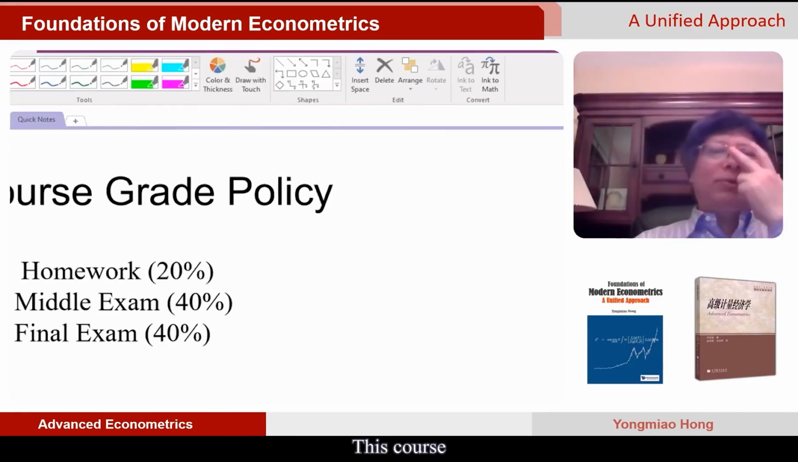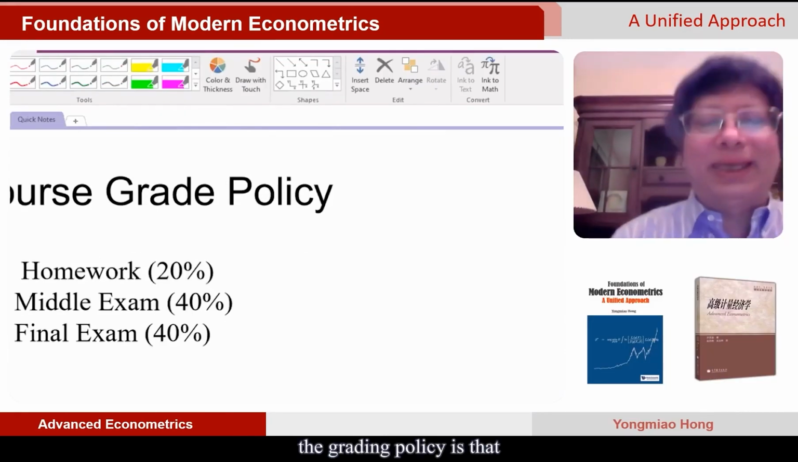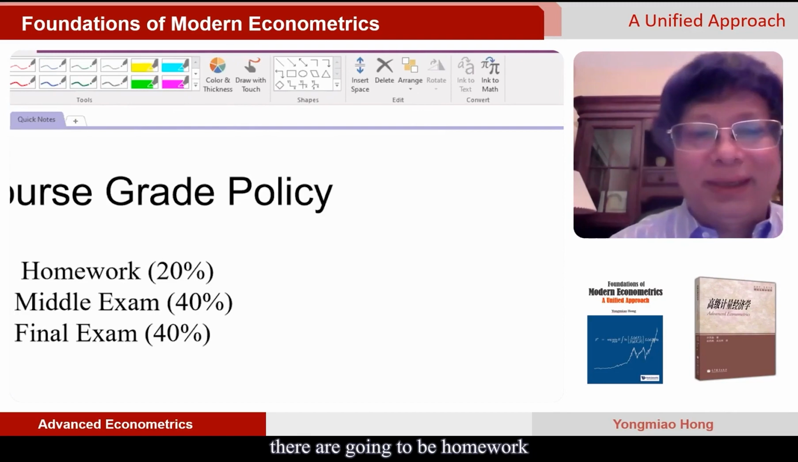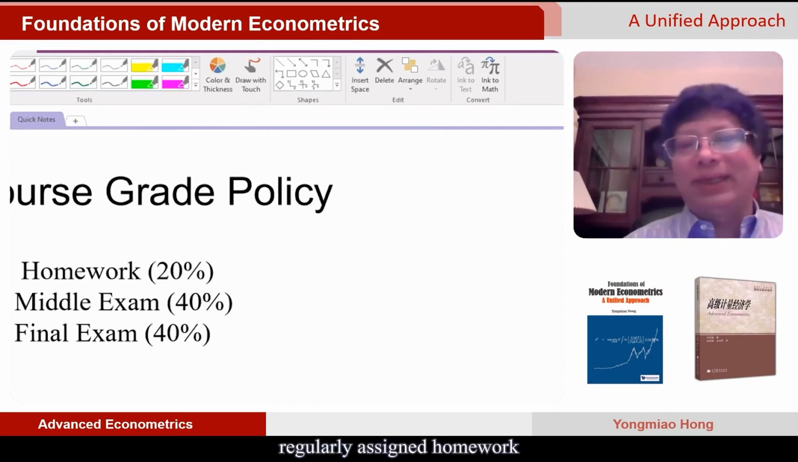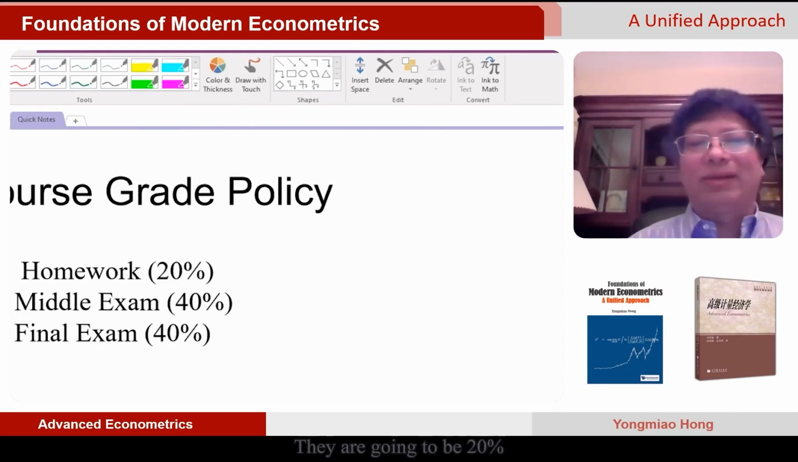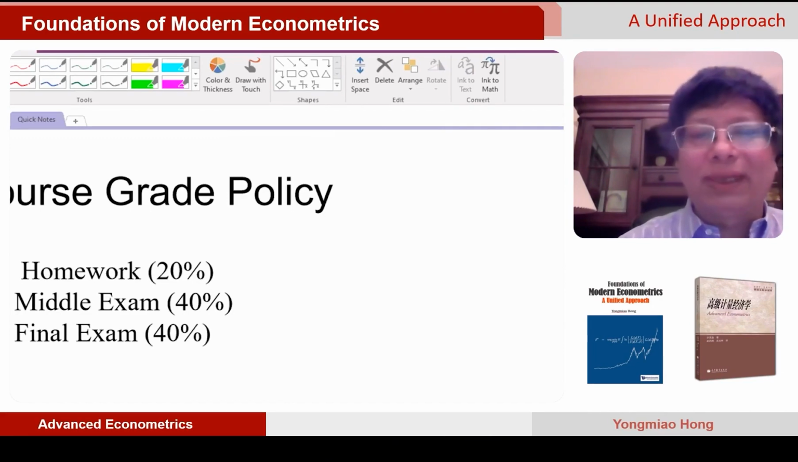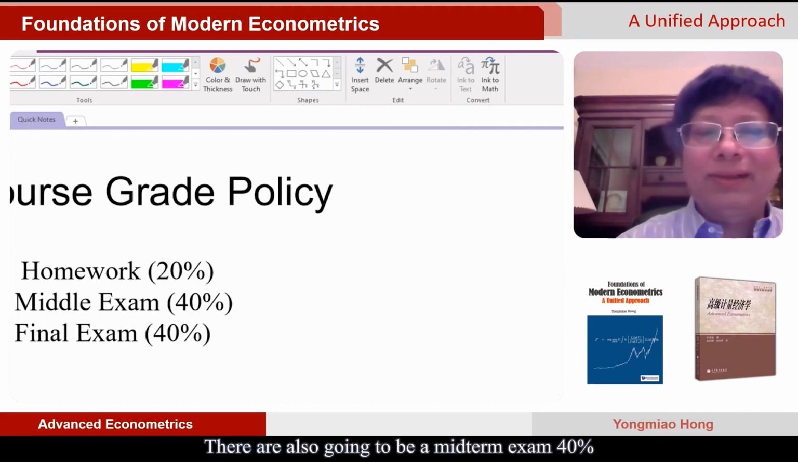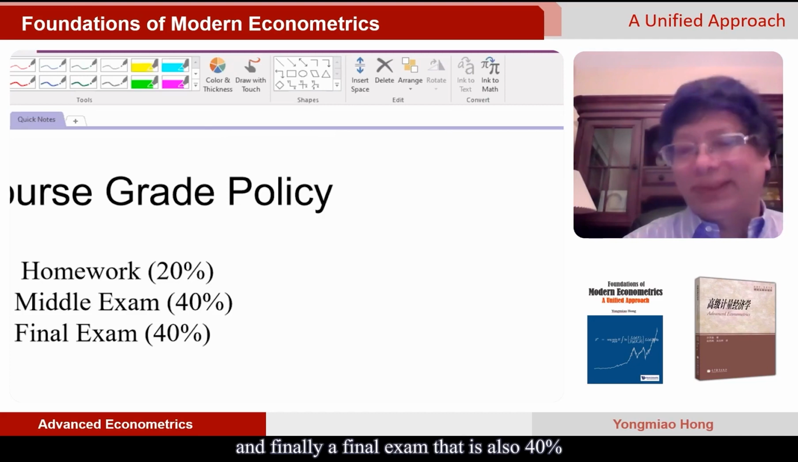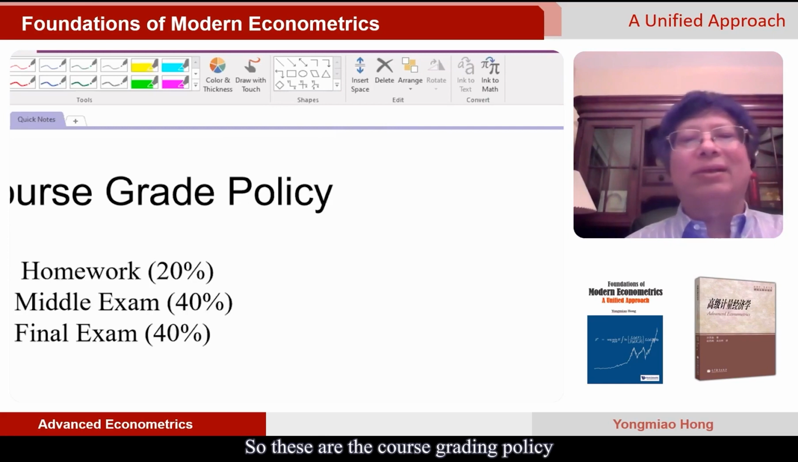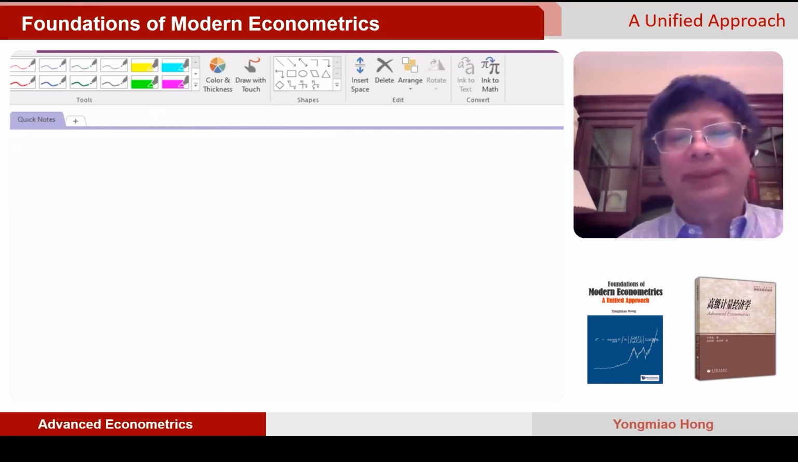For this course, the grading policy is that there are going to be homework assignments, right? Regularly assigned homework is going to be 20%. There is also going to be a midterm exam, 40%, right? And finally, a final exam that is also 40%. So these are the course grading policies.